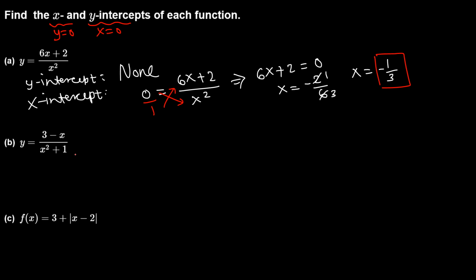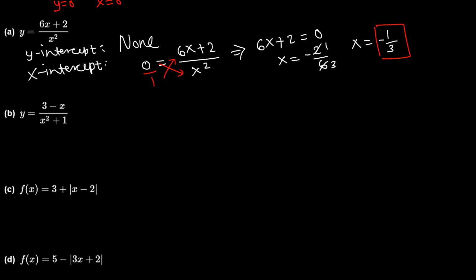Okay, let's go to part B. So let's find the y-intercept. So y equals, we set x equals 0, so 3 minus 0, 3 on the top, over 0 squared plus 1, which is just 1. 3 over 1 is 3. So the y-intercept is just 3.